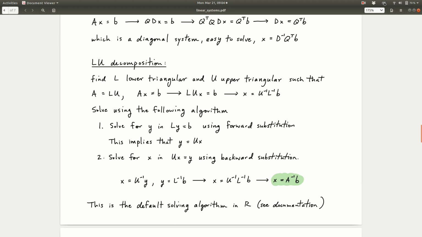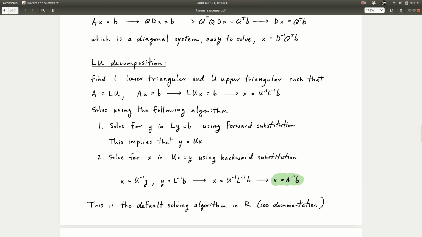In matrix inverse form, we have X equals U inverse Y. Just rearranging, Y equals L inverse B, which means that X is U inverse L inverse B. And if A is LU, A inverse is U inverse L inverse. So this becomes X equals A inverse B. This isn't how you do the problem. That's just showing you that this algorithm produces the solution that you want.